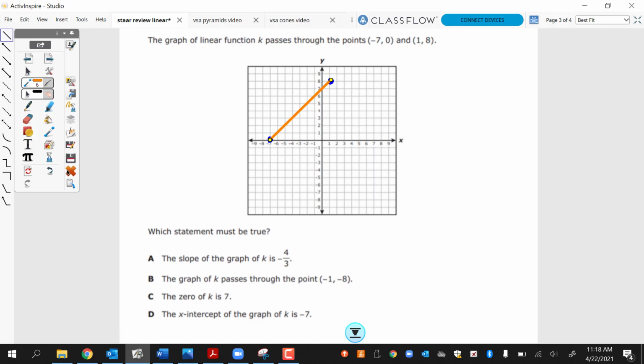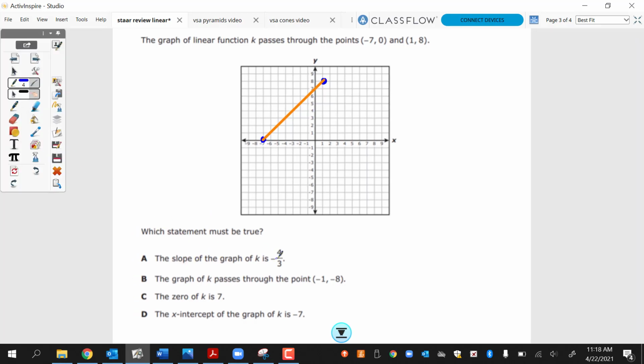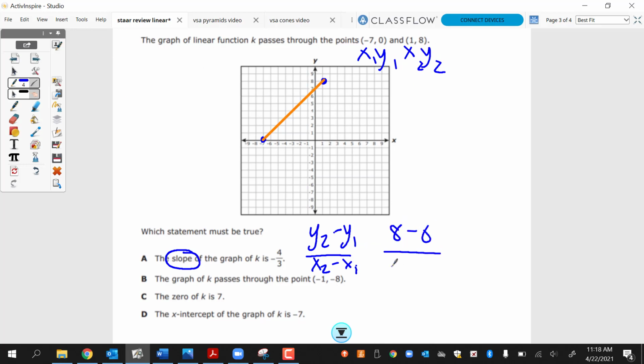Okay. So it says, which statement must be true? So it says the slope of the graph is -4/3. So when I see slope, I know I'm going to try to do y2 minus y1, because I want to find the slope between these points, which we reviewed already. So I'm going to do it super fast. xy, xy, first, second. Okay, I plug it in. So I have 8 minus 0 over 1 minus -7. I would type that in Desmos, and that would give me a +1. This is obviously not +1. I cross it off.